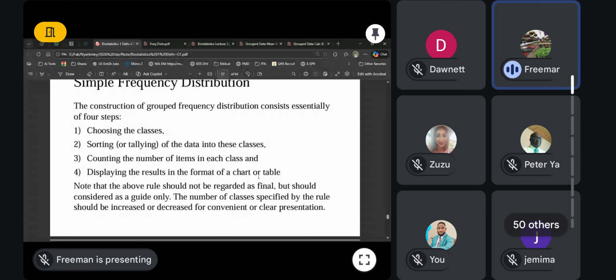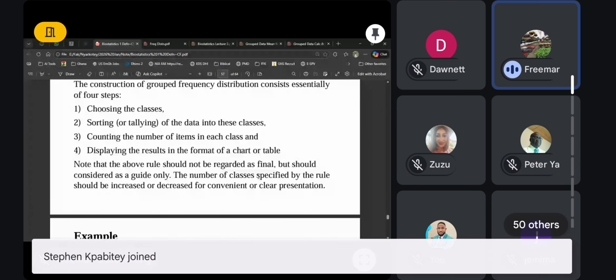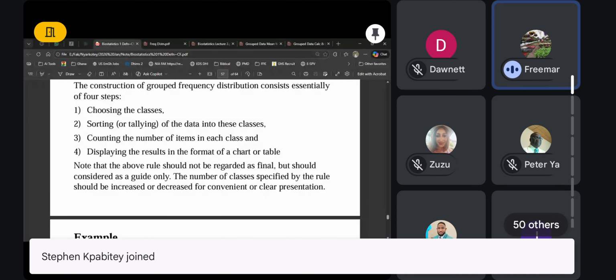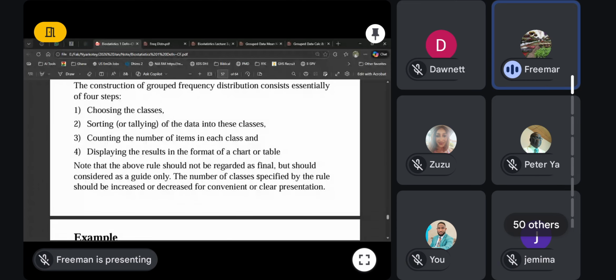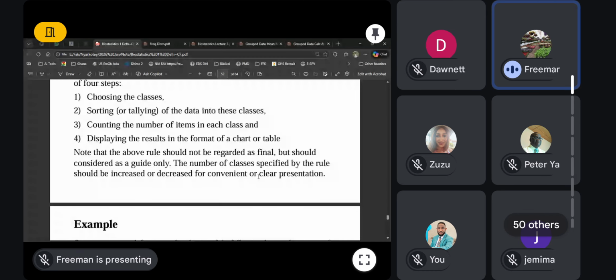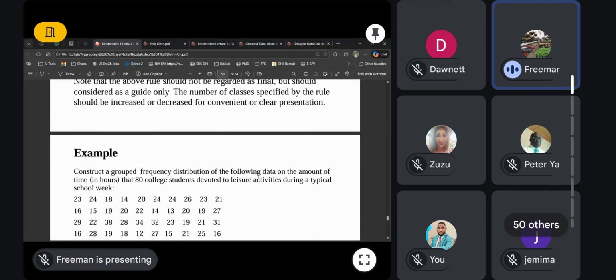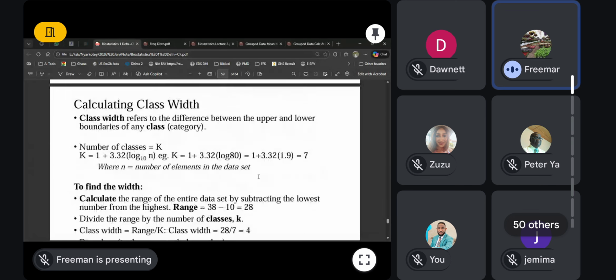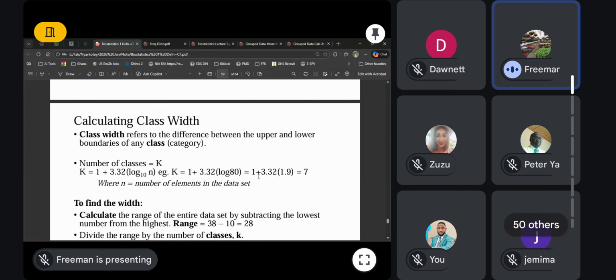So you choose the classes, you sort, or you do tallying. You count the tally, and that gives you the frequency, and you display the results in a chart or table form. So we were talking about calculating class width, and I told you that we'll do it better today.